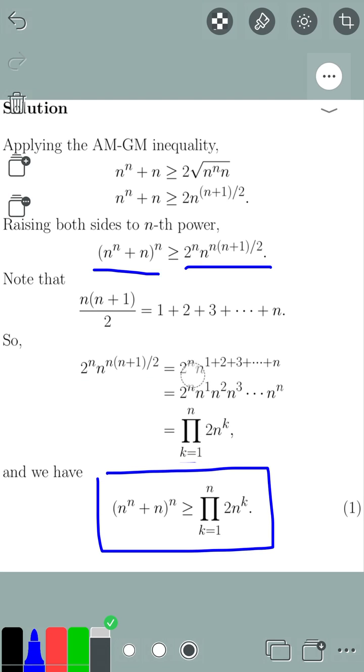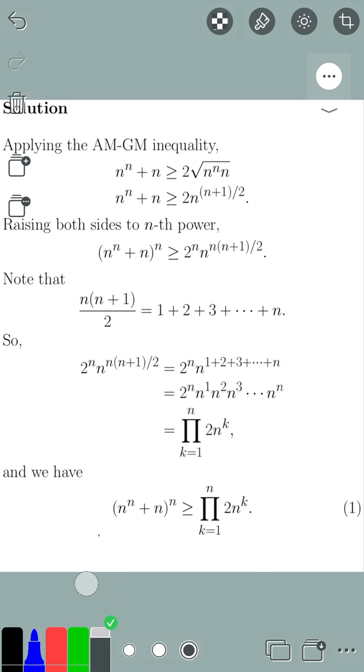So we have n to the nth power plus n, in parentheses, to the nth power is larger than or equal to the product from k equals 1 to n of 2 times n to the kth power. This is one of the main inequalities that we will use to prove the final inequality, that n to the nth power plus n, in parentheses, to the nth power is larger than or equal to 2n factorial. So remember it or note it down, because this is going to get messy. Moving on to the next slide.